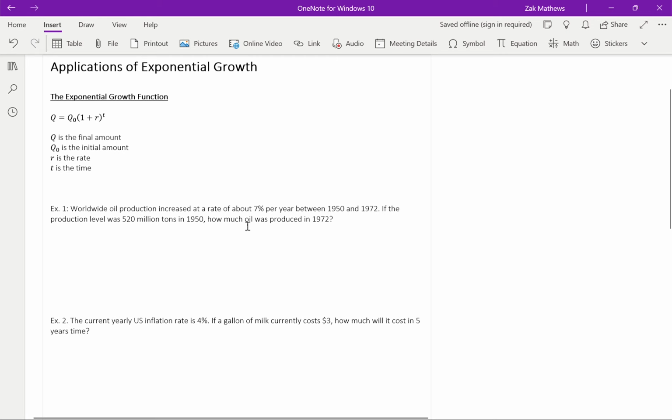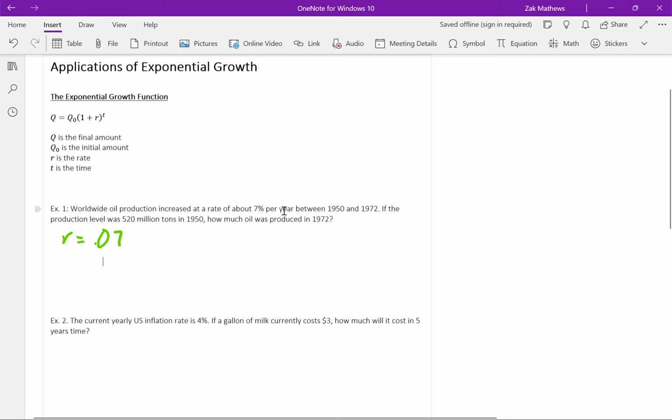The first number I see is 7%. That is a percent, so that must be the rate. Remember, we are going to want to use the decimal form of those rates. We always have to change those percentages to decimals to use in the formula. This is very similar to what we did with compound interest.